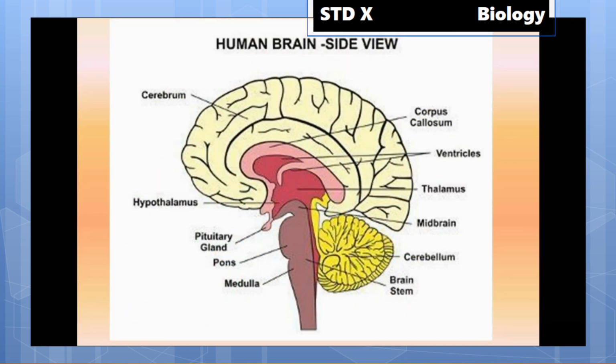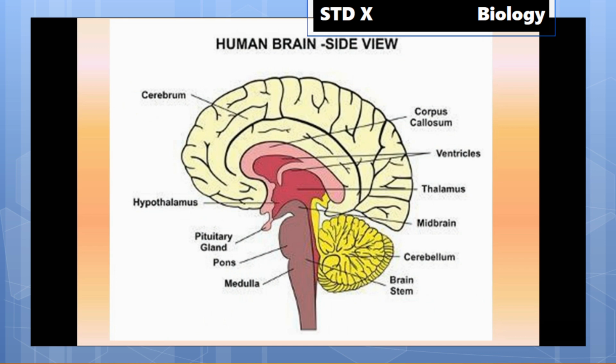This is the side view of cross-sected human brain. Here you can see the cerebrum, which is connected by a nerve tract called corpus callosum, then ventricles or chambers, then the second part cerebellum, then thalamus and hypothalamus. In brain you can see certain glands like pituitary gland. Moving to the next part, cerebellum.